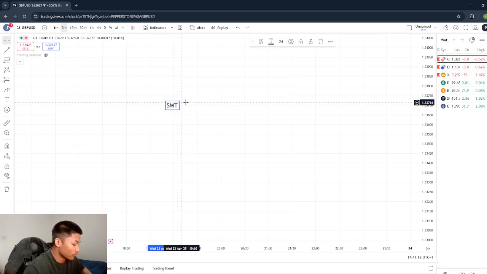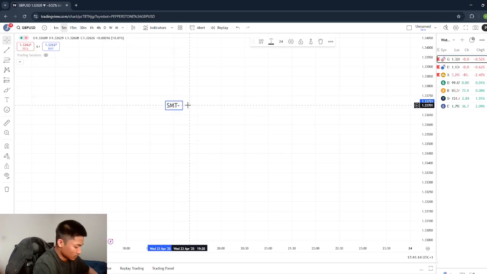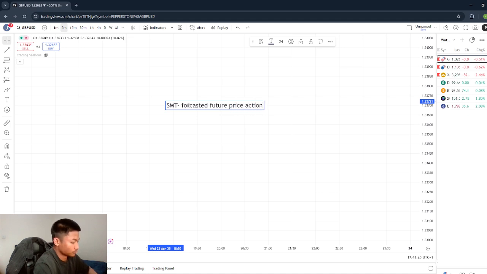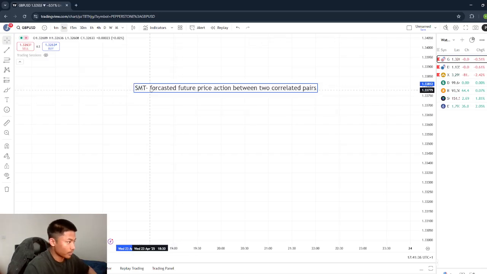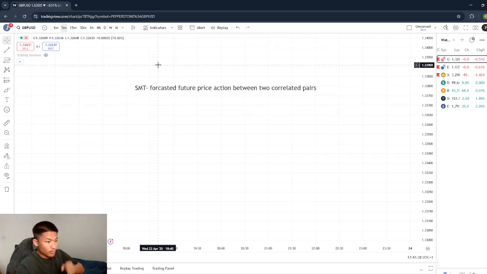So the way I define it is forecasted future price action between two correlated pairs. The one thing about SMT, when using it, you do have to use two pairs.